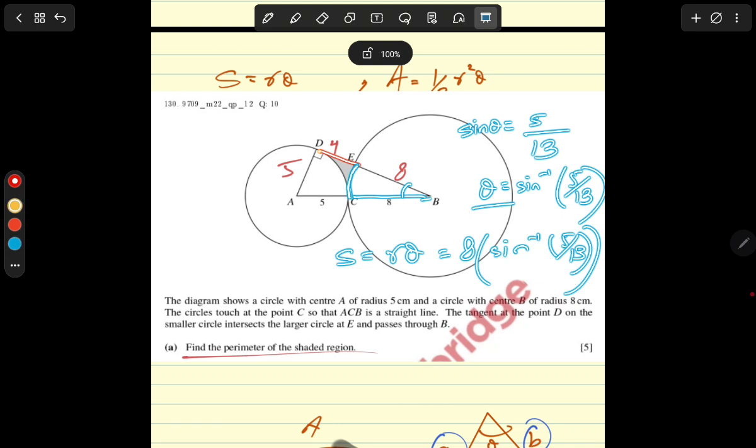Similarly, you will find this arc length, which is DC. The yellow theta is going to be, so cos theta equals adjacent, which is 5, over hypotenuse, which is 13. So this yellow theta is going to be equal to cos inverse of 5 upon 13. So this yellow arc length is going to be equal to R theta, which is 5 times theta, which is cos inverse of 5 upon 13. And make sure that you are putting your calculator in the radians mode.